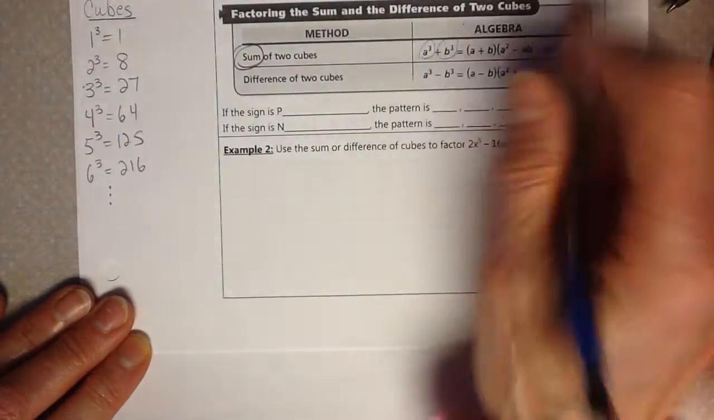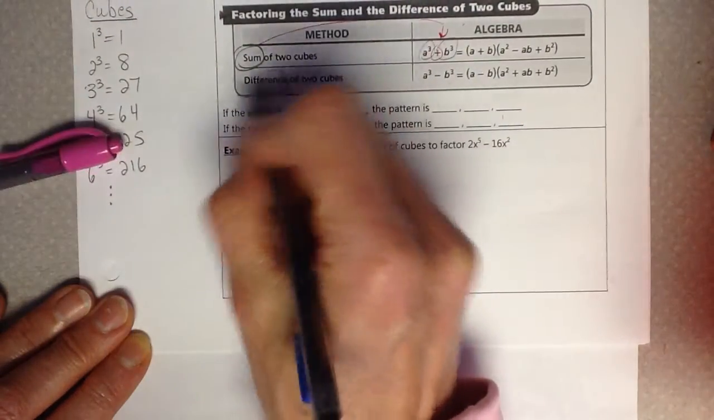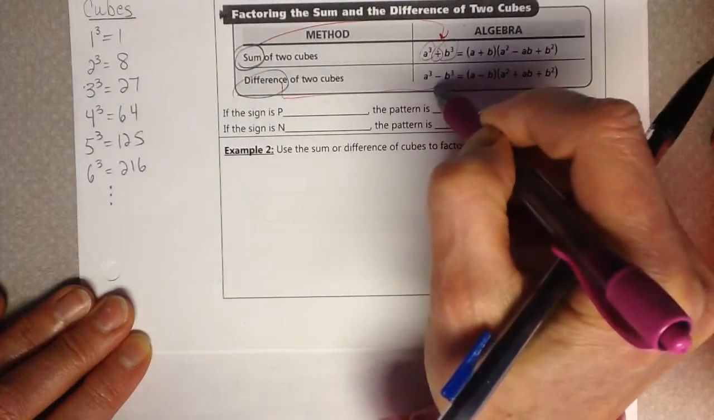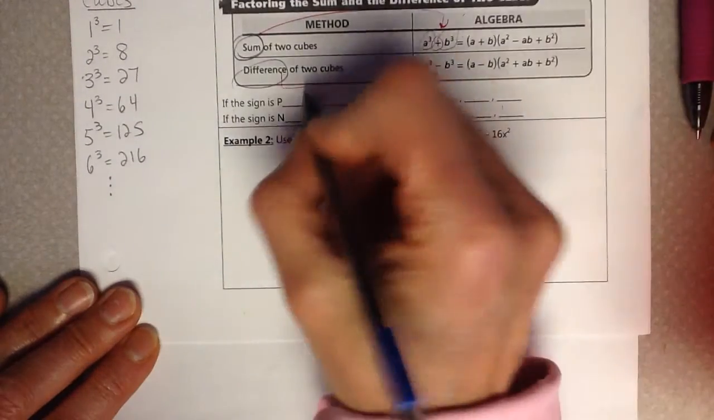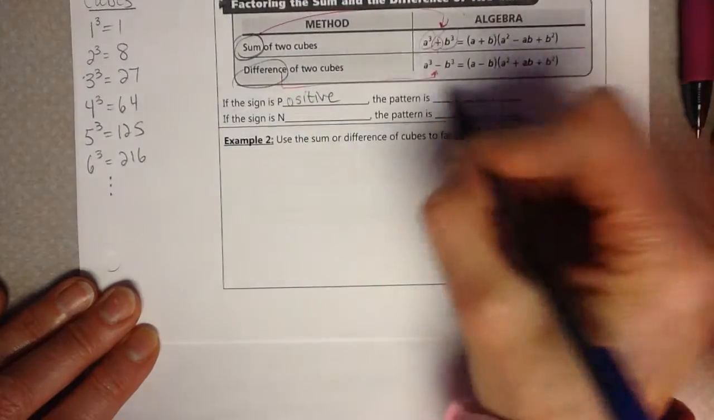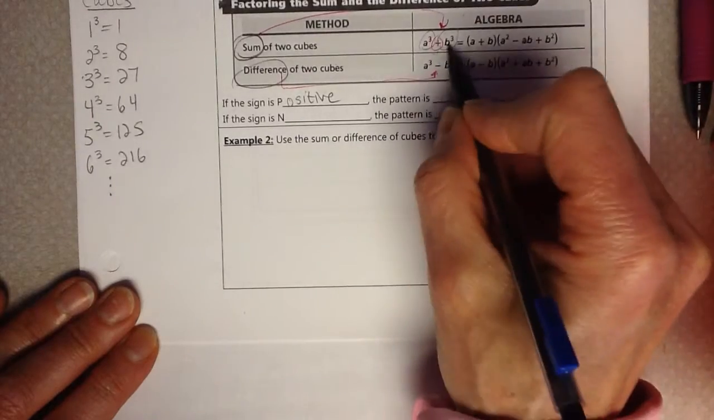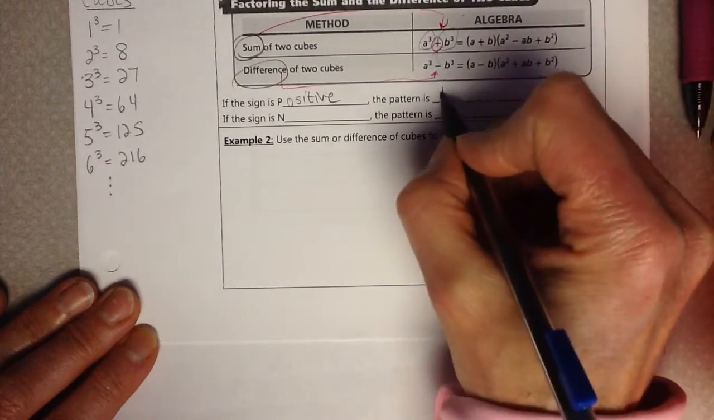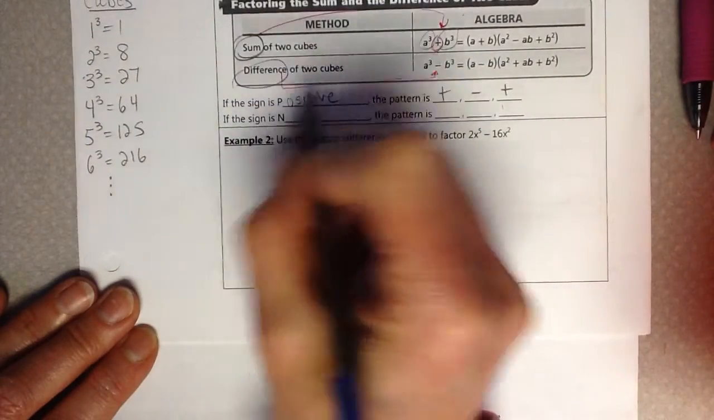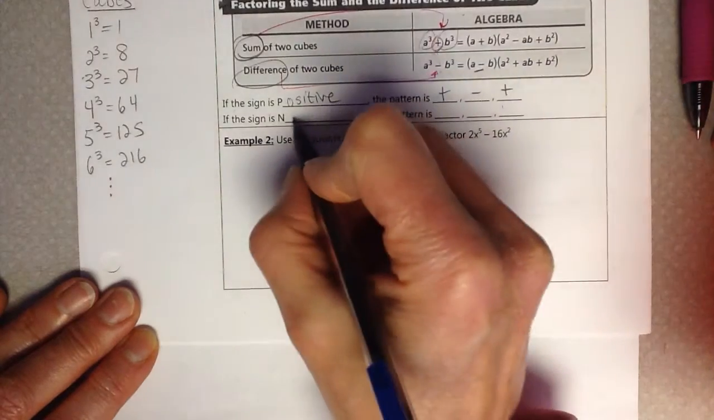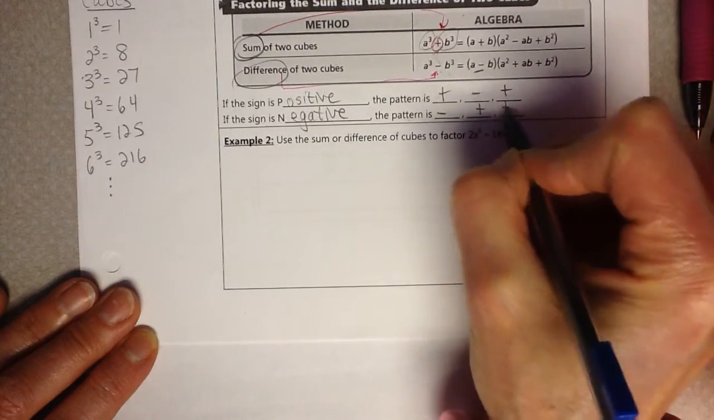This is for the sum, so that means you are adding. This is for the difference of 2 cubes, so that means you are subtracting. So if the sign is positive here, the pattern is plus. So positive, plus, minus, plus. The first sign is always the sign that you see in your polynomial. If the first sign is negative, the pattern is minus, plus, plus.